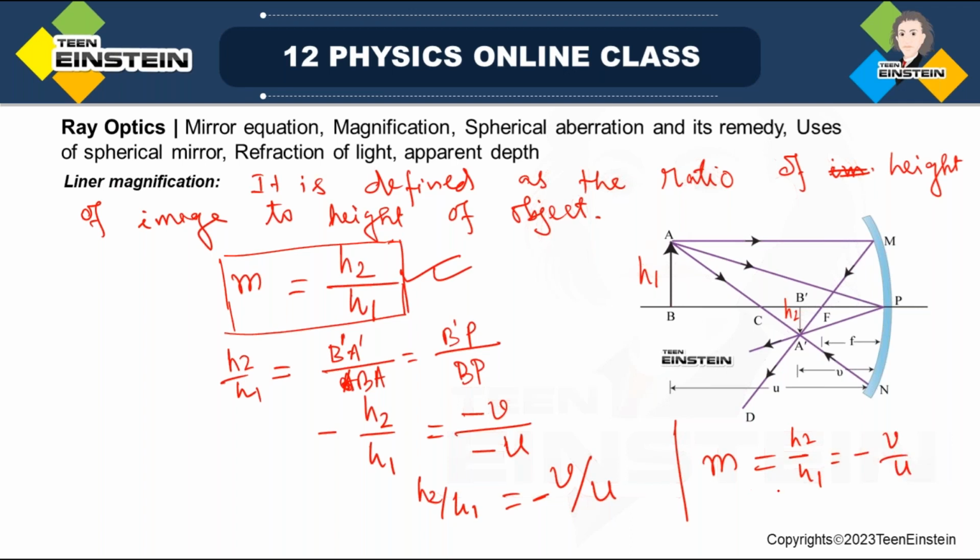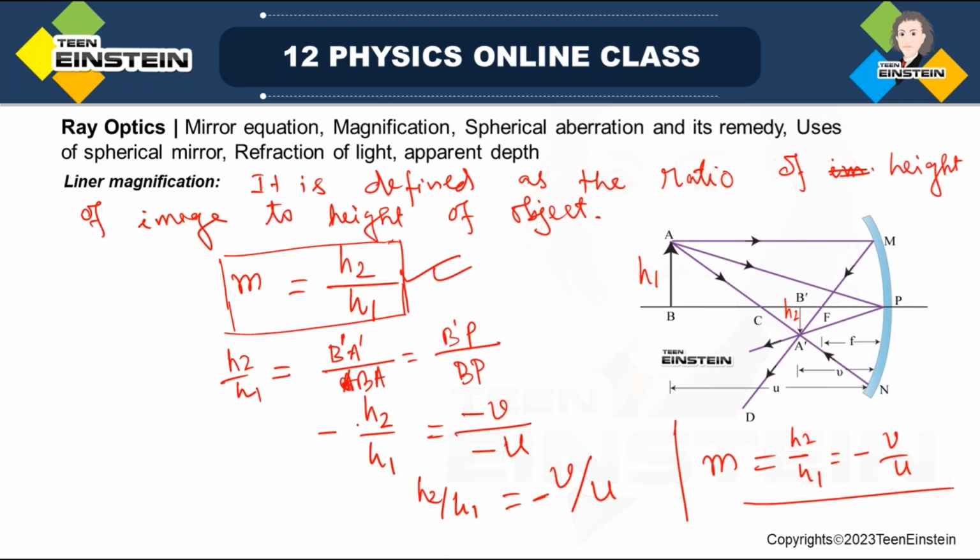So this is the magnification. Okay, this is linear magnification. So we have understood the definition of linear magnification. Now in case of convex mirror, what it will be? Actually, in case of convex mirror, this will be positive. Okay, so in case of convex mirror, all the images will be virtual, isn't it? So then it will be always positive.